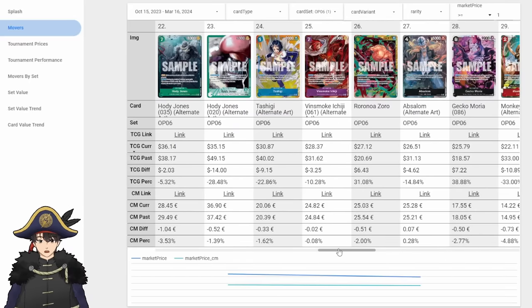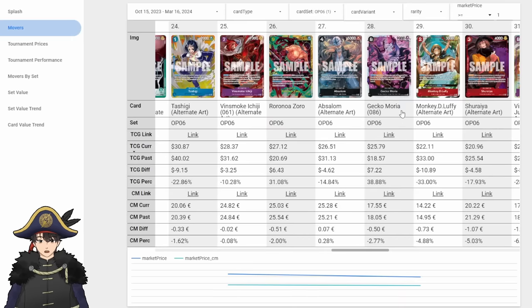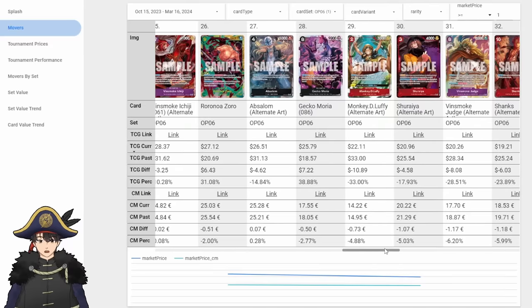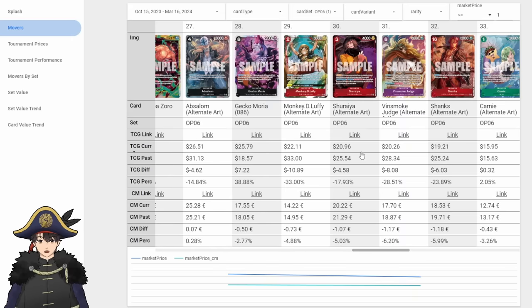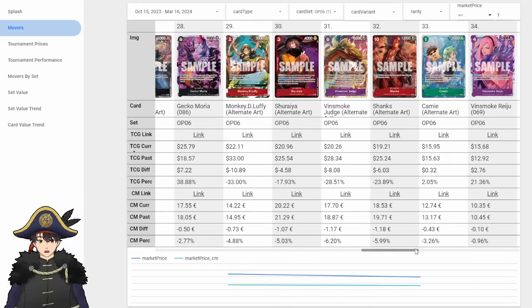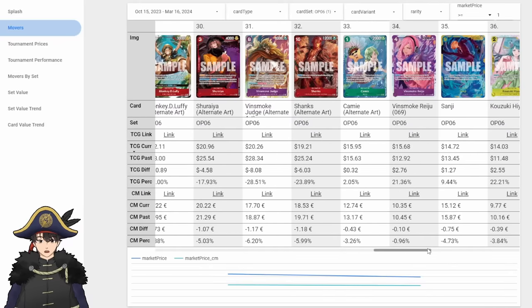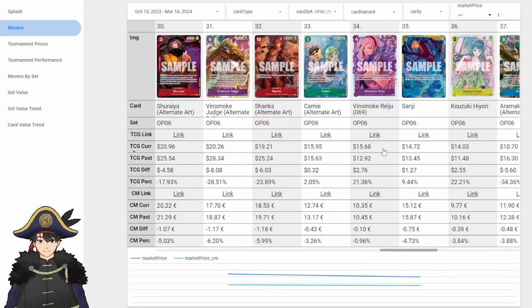Secret Zoro also down. Or base art Gecko Moria is more expensive than quite a few of the alt arts at 25. He's more expensive than the Film Searcher Luffy, Shiraiya. Shiraiya should go up once EB01 comes out too, because Reprobola uses him really well. Judge is 20, only usable in the Reiju deck. Shanks is 20. Kami is quite low too, and then regular Reiju, base art Reiju, $15.